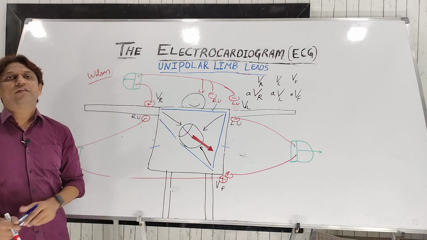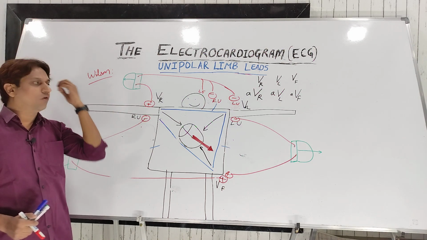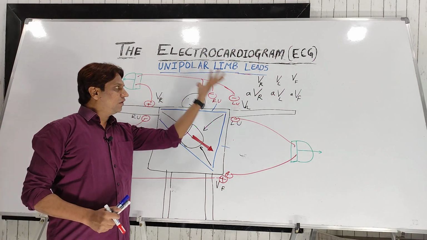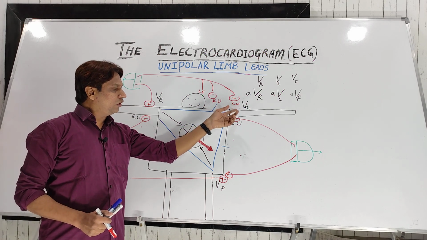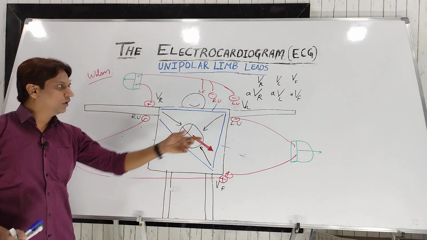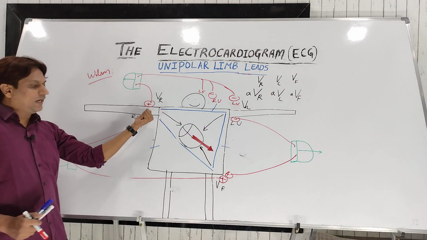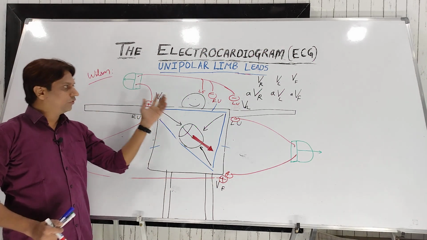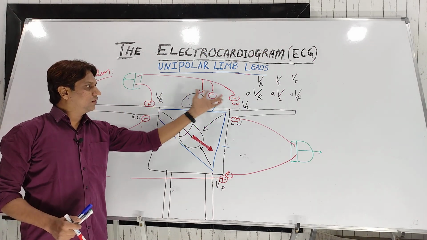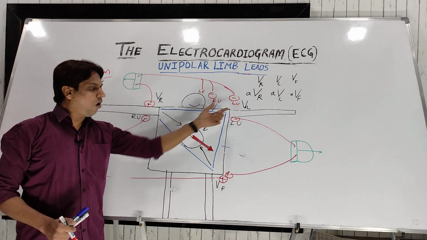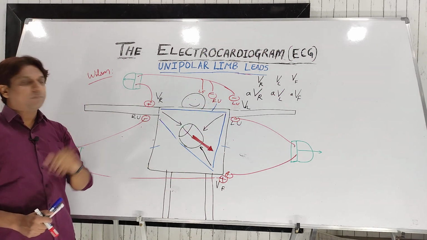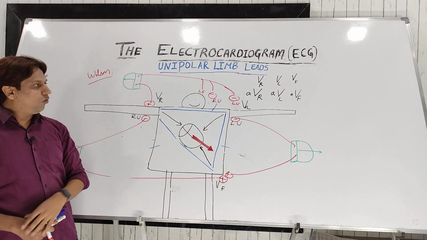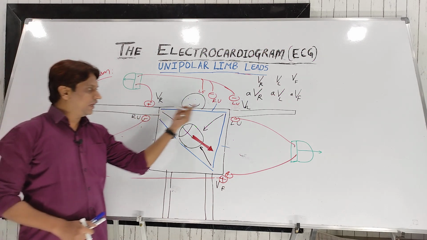What do we mean by the indifferent electrode? He connected the negative terminals not to just one limb but to all the limbs: the left upper limb, right upper limb and left foot. So he connected the negative electrode to all the limbs, including the right upper limb also. Now, what was the advantage of connecting that?